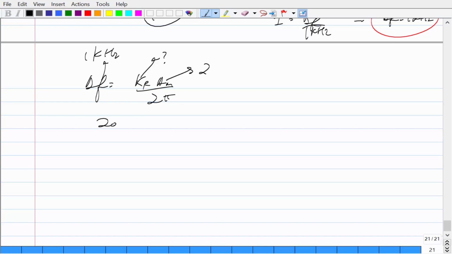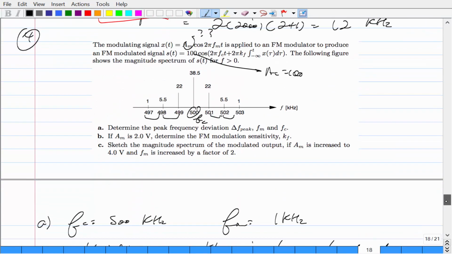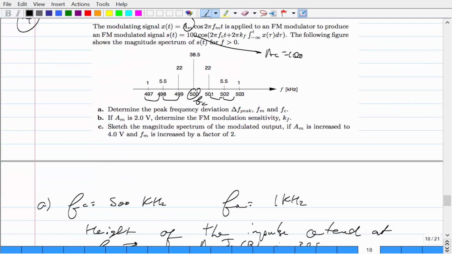So we got 2,000 pi equals K_F times A_M, which is equal to 2. So K_F is simply 1,000 pi. Okay, and that's it for that. So determine peak frequency, yeah. Okay, so part C. This is a trick question, I'll tell you why.